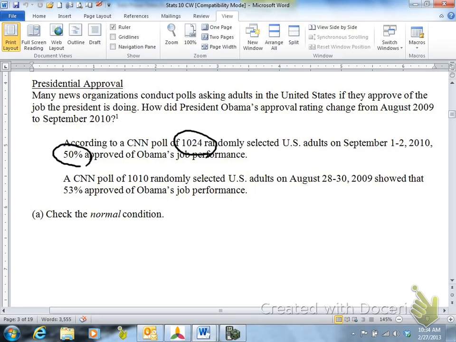So there's going to be a lot of numbers in these word problems. The first sample was in September 2010, so we'll make our n sub 1 1024, and our p hat sample proportion from our first sample is 50%, so keep that in mind. CNN poll of 1010, this is from our second sample, so this would be n sub 2. Randomly selected U.S. adults, 53%. So this is our p hat 2.